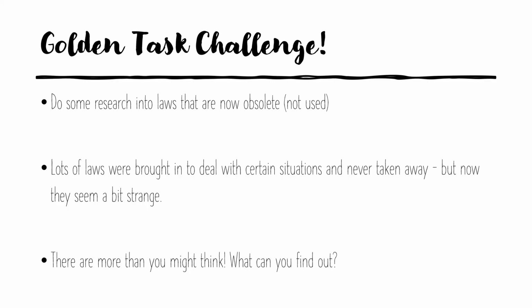Basically, lots of laws are brought in to deal with very specific situations, particularly quite a long time ago, like hundreds of years ago, and they're just never taken away. We'd never send anyone to prison for it anymore. But now they seem to us a bit strange, but they're technically still illegal. There are more than you think. What can you find out? Just make me a little list. Essentially, it's just doing a little bit of research.